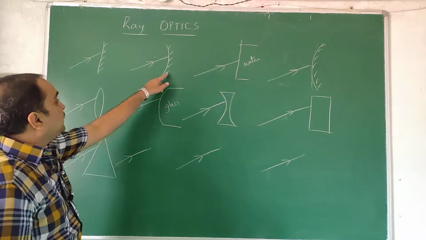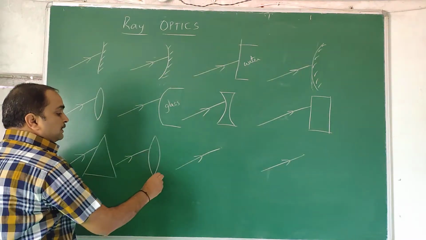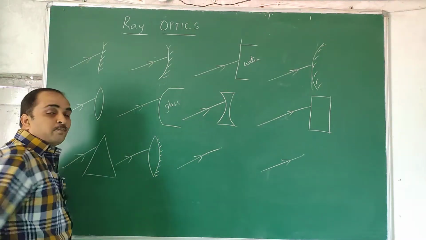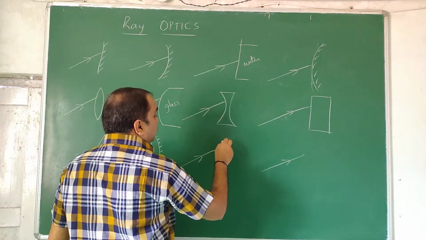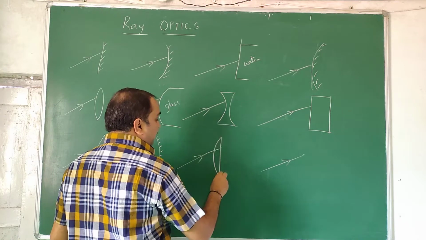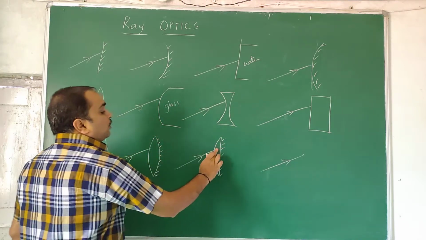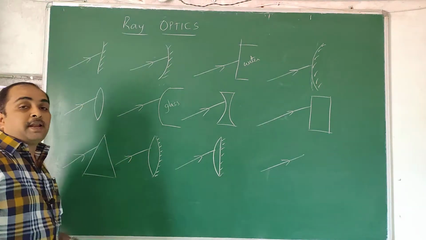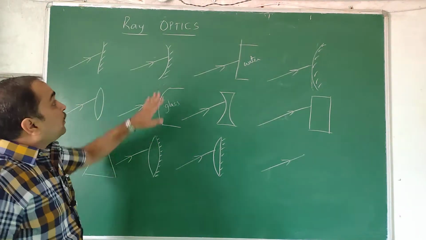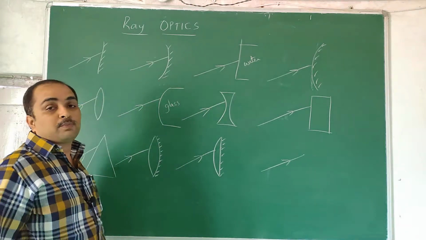Now a combination of this and this. It can fall on a lens which is polished like this. A combination of something else we can make out. So a plane surface and a mirror, like this. A convex lens and this, like that. So now what happens to this ray is the question. So our target in ray optics is this.